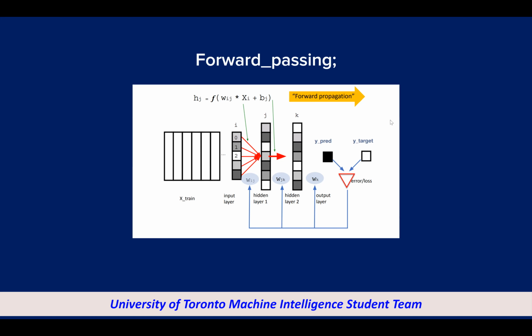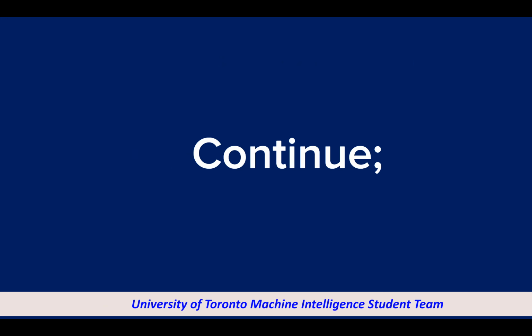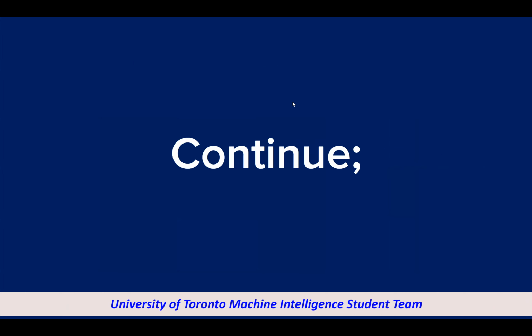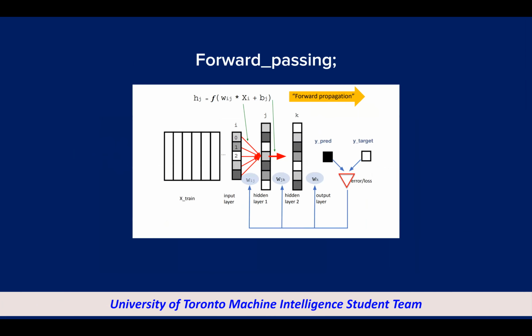Okay, so now we talk about what forward passing is. Forward passing is just exactly the same thing that I went through in the last two slides. If we're looking at the perceptron model right here, forward passing is essentially starting from the inputs on the left side, multiplying the inputs by the weights, and passing the processed inputs into the next neuron. And after all of this processing, hopefully the output that we come up with is a reasonable one. That's essentially the workflow for a neural network.